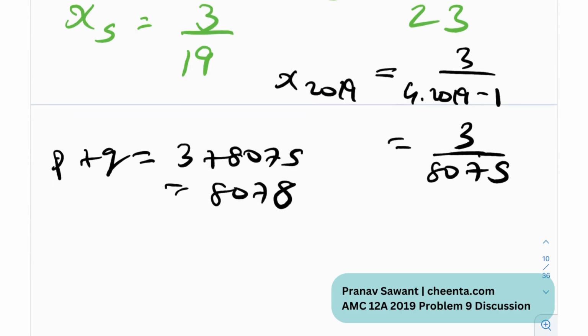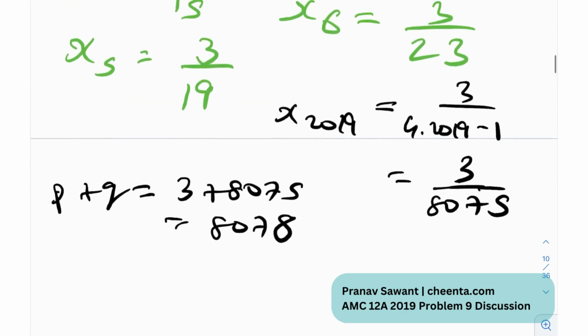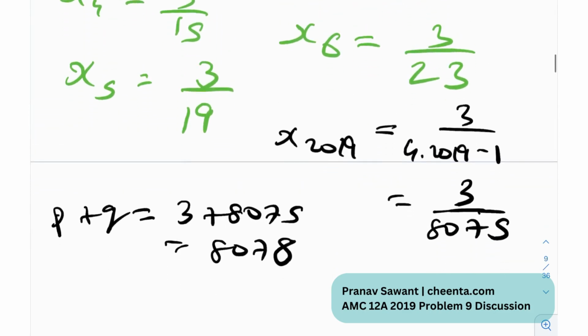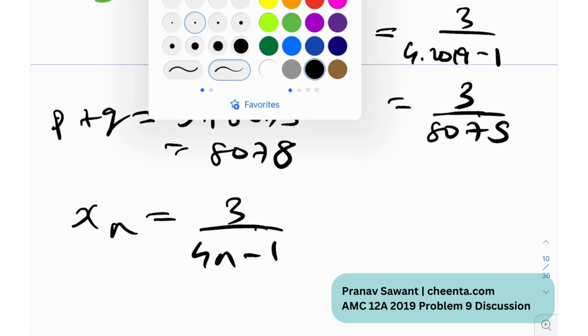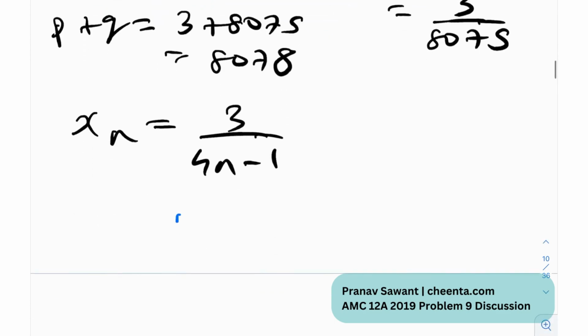But if this is a subjective exam, you would have to prove that this formula holds for all n, right? So this formula we just deduced from observation. You would essentially have to prove that this formula holds for all n, right? And how do we do that? We're going to use a method called induction, right?